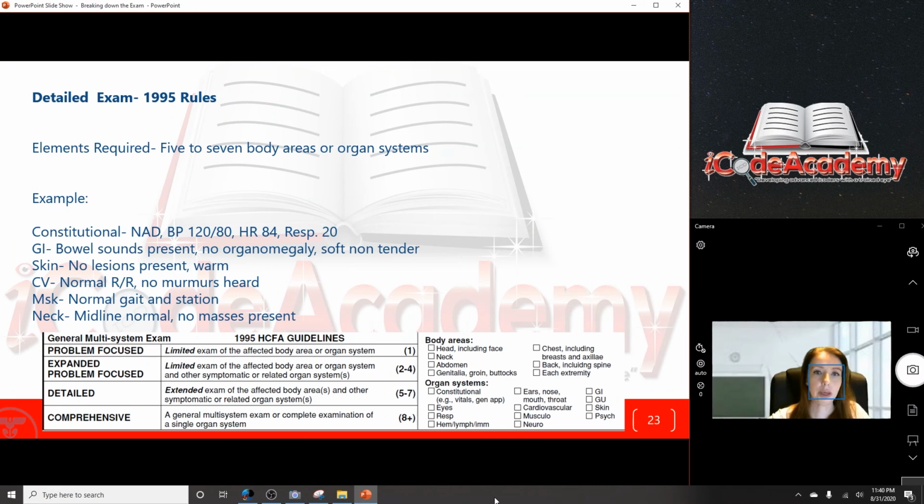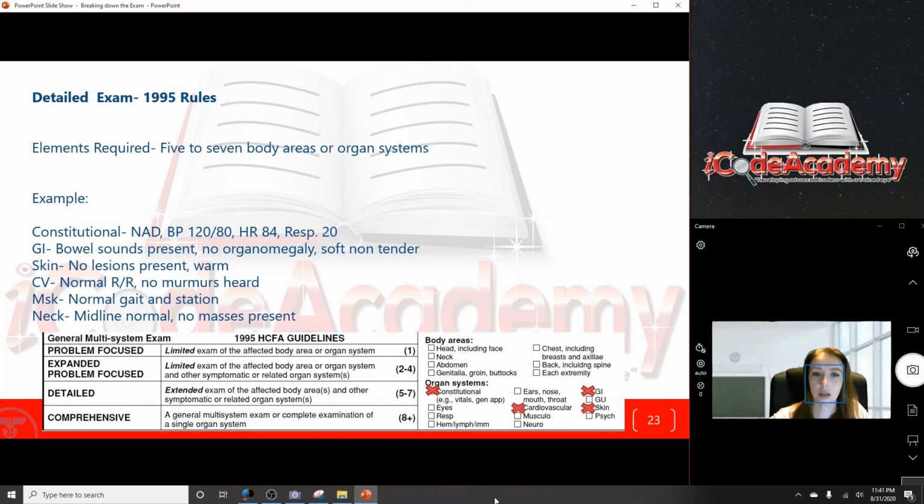All right, level 3 under the 1995 evaluation and management rules and guidelines. Here we have our detailed level. Here we need 5 to 7 body areas or organ systems. So let's take that constitutional and GI just like we had in the last example. Now we have skin. Provider says that it's warm with no lesions. All right, let's check that off. We have CV, cardiovascular, normal rate and rhythm, no murmurs heard. All right, I'm going to mark that one.